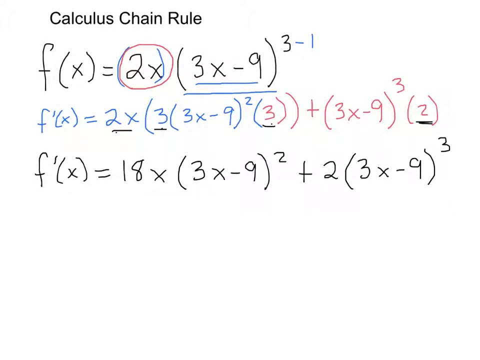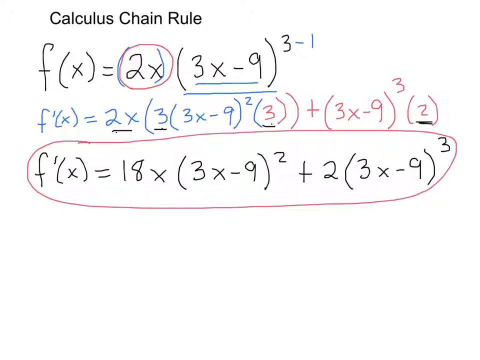Now there, I could do some other things, like I could factor out a 2 here and here, and since I have 3x minus 9 squared and 3x minus 9 cubed, I could factor out 3x minus 9 squared, but I'm not gonna. I'm gonna leave my problem just like it is and say that this is my derivative right here. Now notice what we did. I had two terms. This was my first term, and then this whole thing right here was my second term.